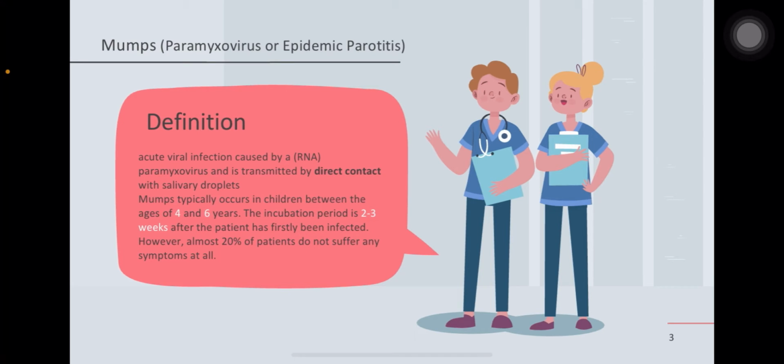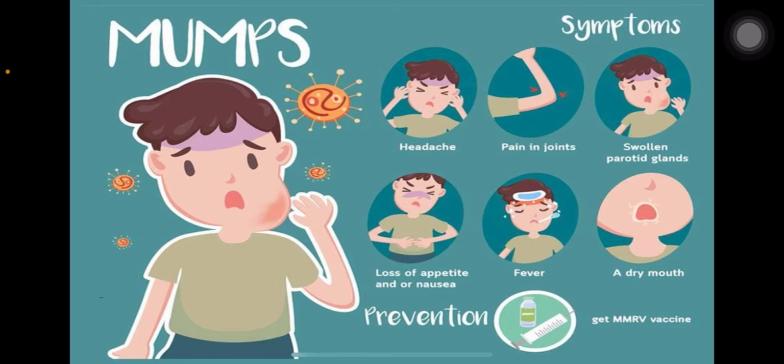However, almost 20% of patients do not actually suffer from any symptoms at all. Initially, there is a prodrome of flu-like symptoms. Headache, arthralgia, loss of appetite and nausea, low-grade fever, or dry mouth are the prodromal symptoms. Over the next few days, the classical symptoms of mumps will appear, and that is a swollen, painful parotid gland causing the child's cheek to puff out.